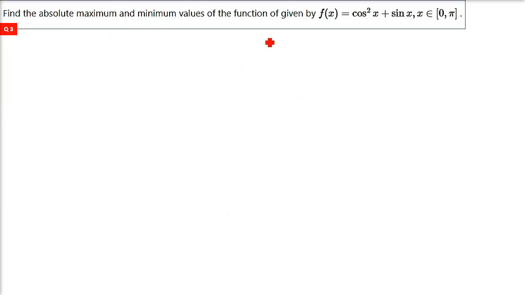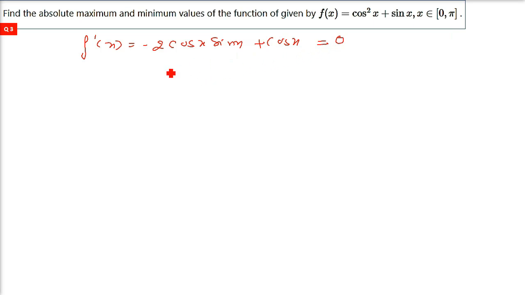Find the absolute maximum and minimum value of the given function f(x) equals cos square x plus sin x, x belongs to 0 to pi. So the first step is going to be f dash x, and between 0 to pi you have to find out. Okay, f dash x is going to be 2 cos x times minus sin x, that is minus 2 cos x sin x plus cos x. And we are going to set it to 0, and we'll just check for 0 to pi.